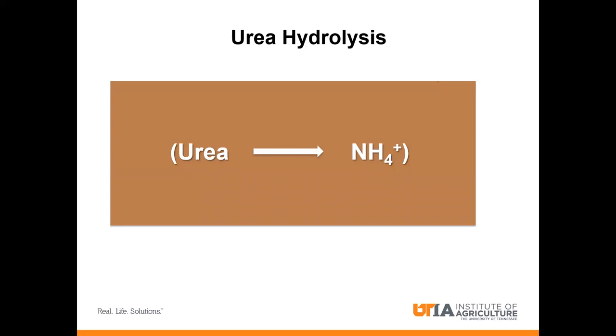So what is urea hydrolysis? That's the critical process that we need to understand because it plays an important role when it comes to ammonia volatilization. So urea hydrolysis occurs when urea's enzyme helps speed up the breakdown of urea to ammonium under adequate temperature and soil moisture. So simply that is urea hydrolysis, the conversion of urea to ammonium.